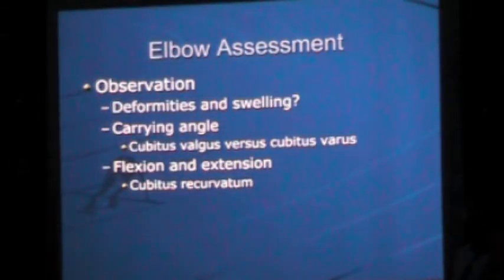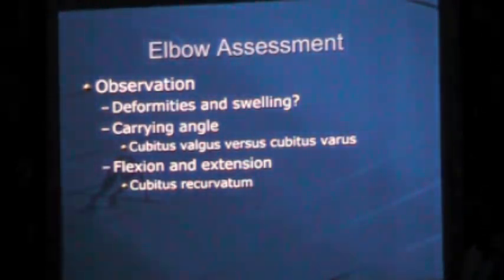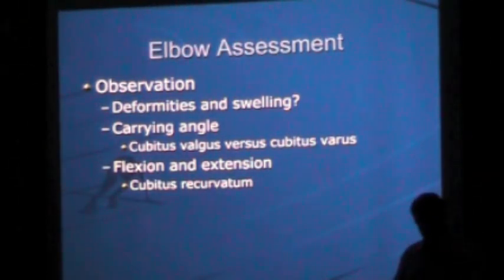Look for any deformity in the elbow. Look for any asymmetry, any swelling. Look at the carrying angle. Sometimes you see a patient come in, especially kids, have them drop their arms to their sides and look at their angles.